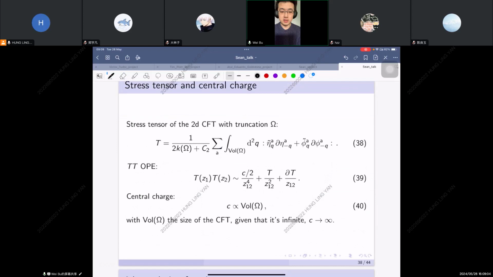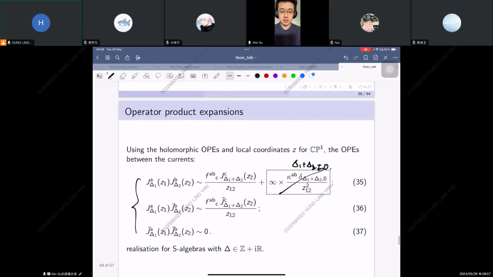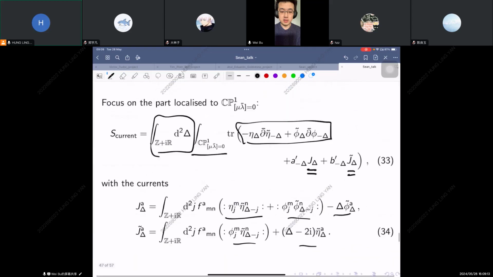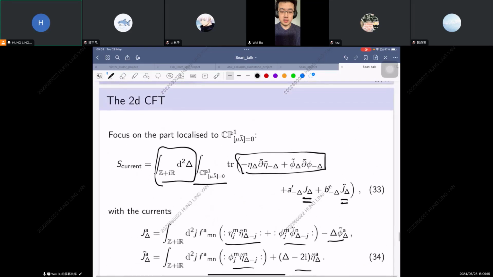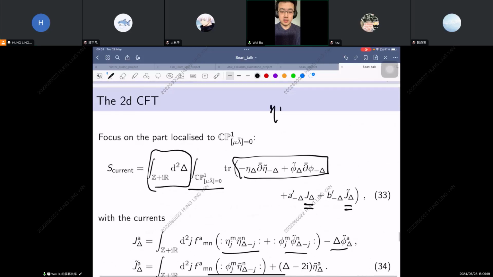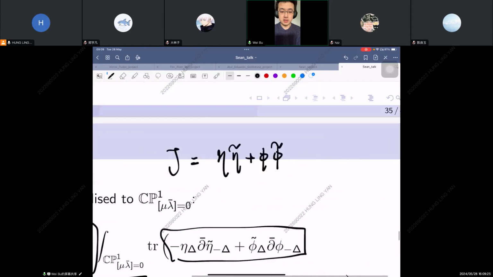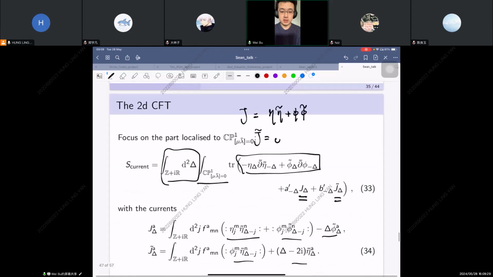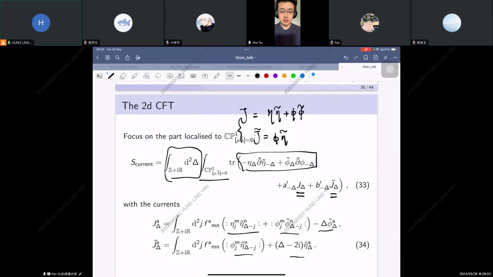Can you go back a little? How did you recover this algebra? I missed it. I got one moment of distraction. Yeah, no, you just literally compute it. So J is, let me write it for you, J is eta tilde plus phi tilde, roughly. And J tilde is written down here. Oh, okay. You read off from the eta tilde. You read it off from the action that you derived.